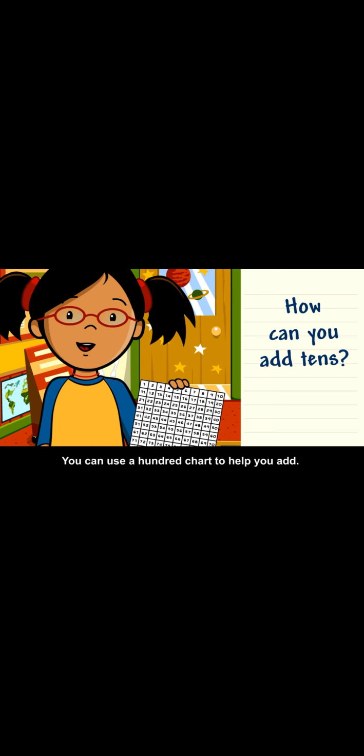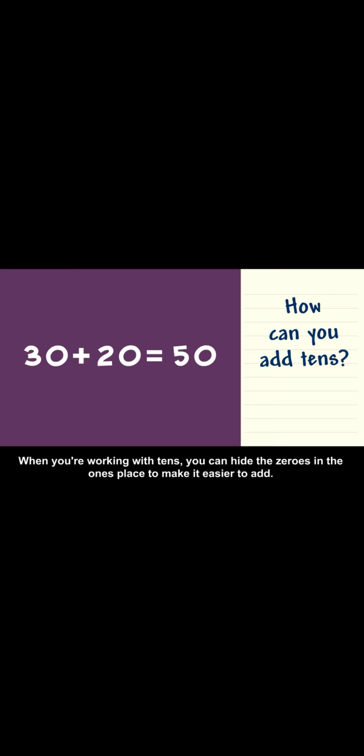You can use a 100 chart to help you add. Start at 30 and add on 2 tens. 40, 50. 30 plus 20 is equal to 50. When you're working with tens, you can hide the zeros in the ones place to make it easier to add. Then you can bring back the zeros after you add the tens column.